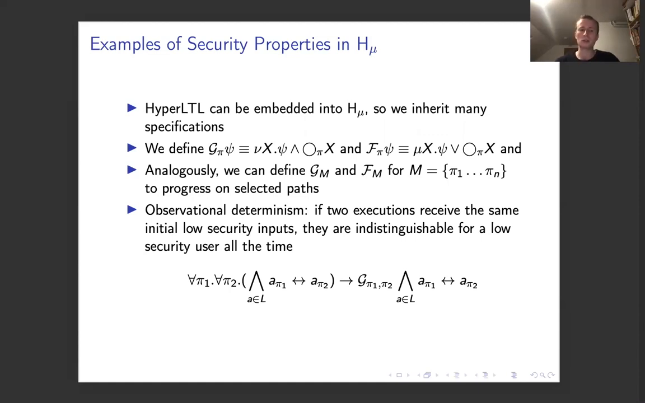And given these definitions, we can now express the property of observational determinism, a very important hyperproperty, which says that if we have two executions that have the same initial low security inputs, then a user who can only see low security inputs will not be able to distinguish them. This is a very important hyperproperty, but it is already expressible in HyperLTL. So it does not by itself motivate our new logic, but we will soon see how genuine asynchronicity can be used in h-mu and how it can be used to enrich properties like these. And asynchronicity generally requires our logic, and therefore this will be a motivation for it.